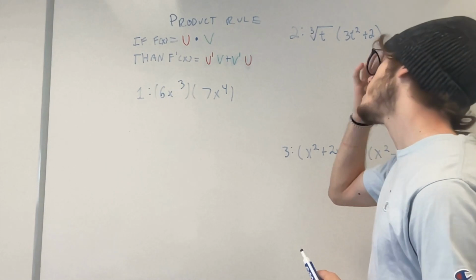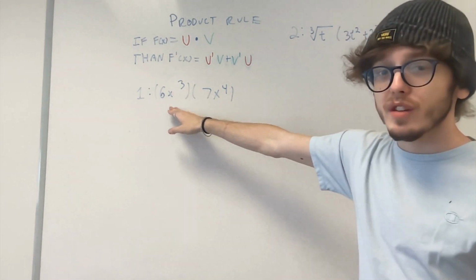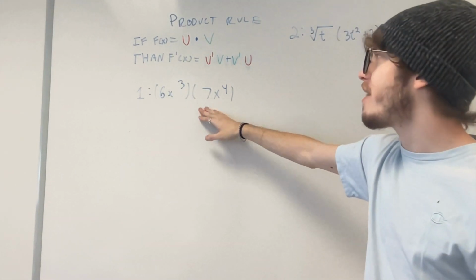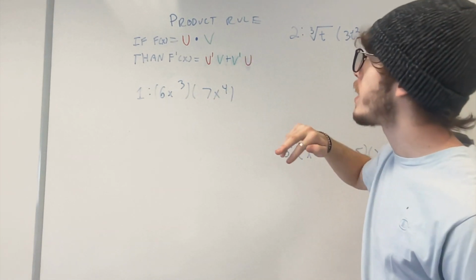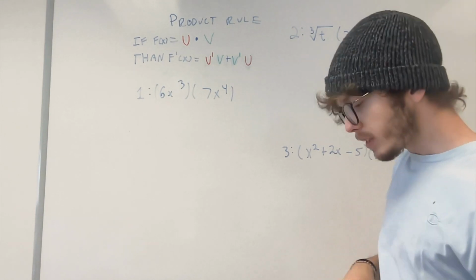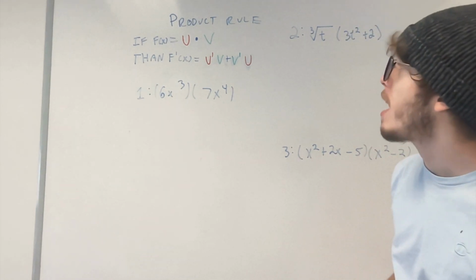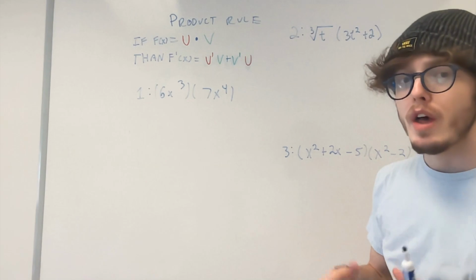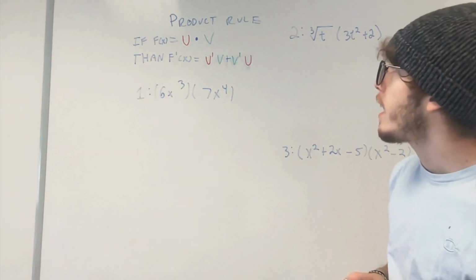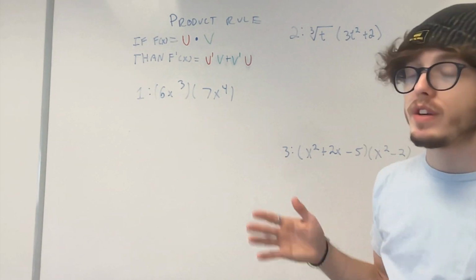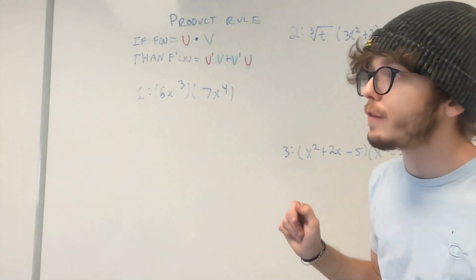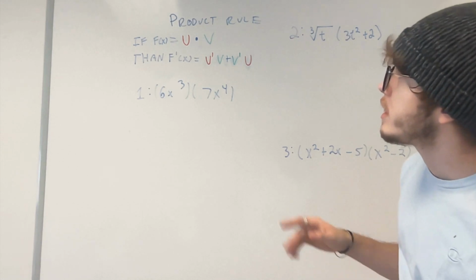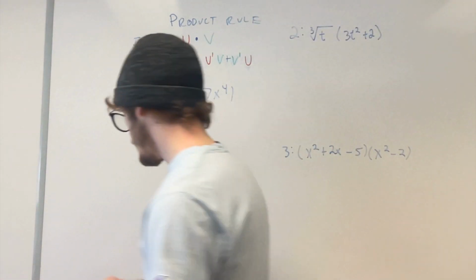So, for example, in example 1, we have 6x to the third times 7x to the fourth. That's an example of the product rule, u times v. So then we can say that f prime of x, given this scenario, the product rule states that u prime, which is the derivative of u, times v plus v prime, the derivative of v, times u is equal to the value of the derivative.